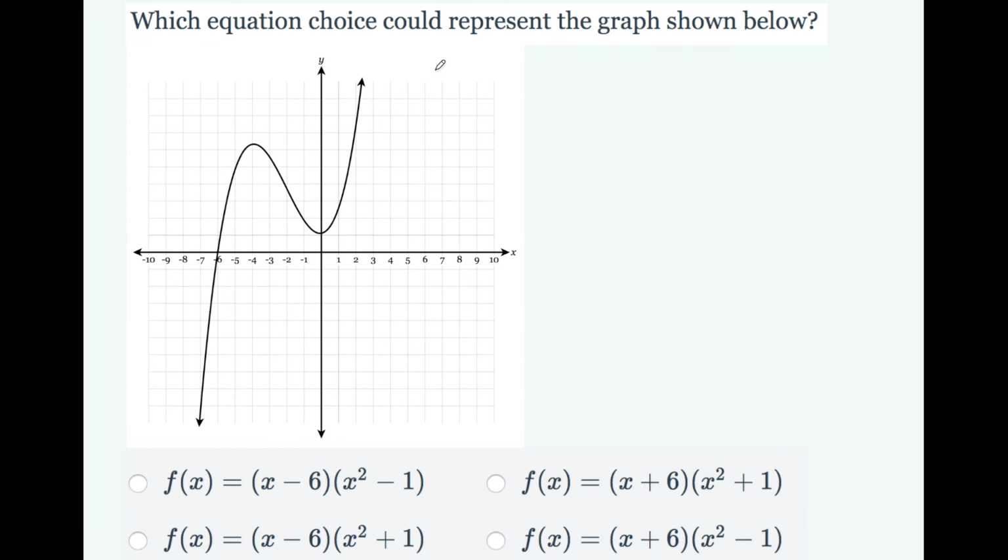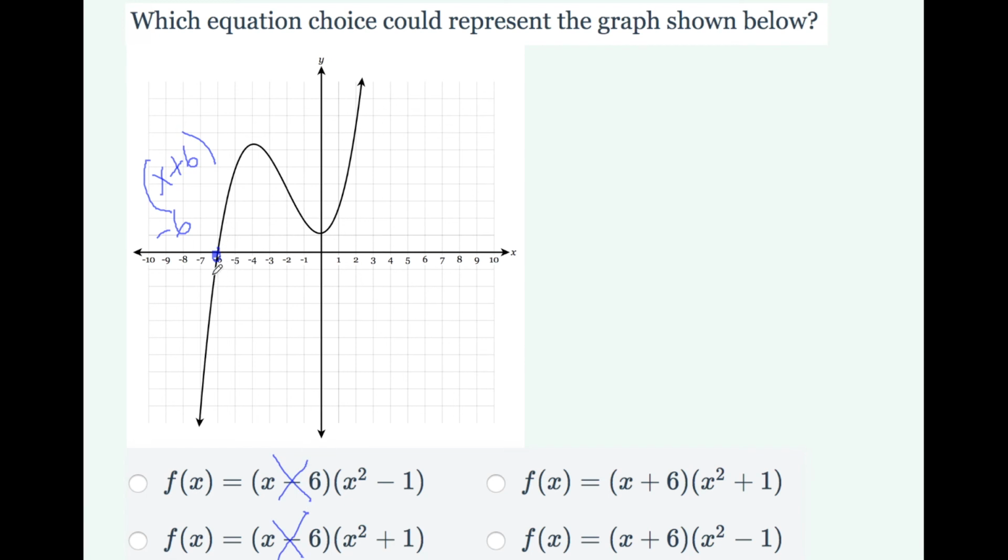Okay, you know what to do on this. Hit pause, see if you can come up with the answer, and come back and see us. All right, glad you're back. The 0 is negative 6, which means my factor is x plus 6. Can't be this one, can't be this one.